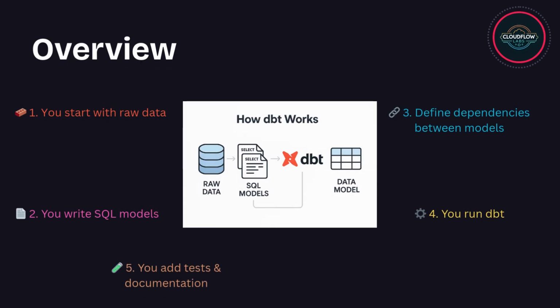5. You add tests and documentation. You can define tests, for example, no nulls or unique keys, and add descriptions to models and fields. DBT makes it easier to trust your data. 6. End result. Clean, reliable, documented data. Your raw data has been transformed into production-ready tables that analysts and tools like Looker, Power BI, or Tableau can use easily.